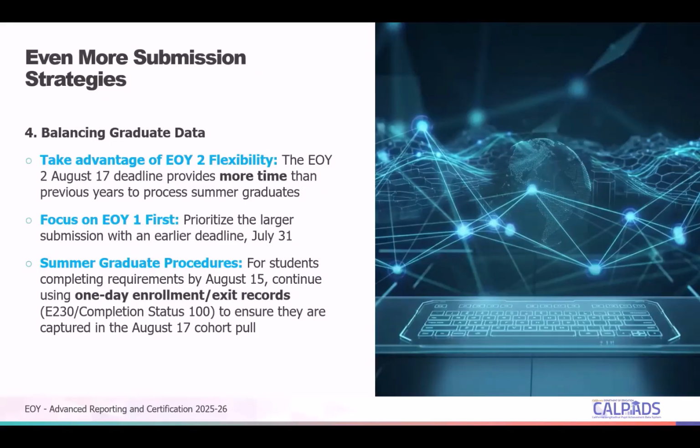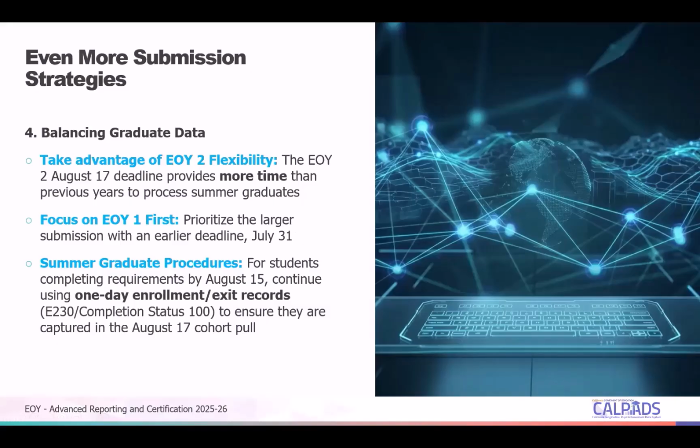So some additional submission strategies include balancing graduation data. Take advantage of the EOY 2 flexibility. The shift of 1-year graduate and completer data into end of year 2 with an August 17 deadline provides more time than previous years to process summer graduates and store final grades in your student information system.